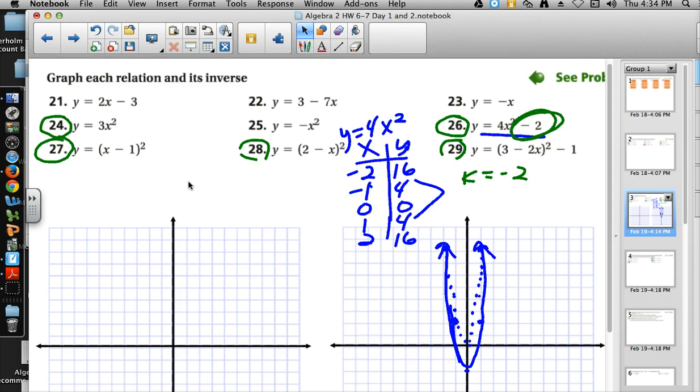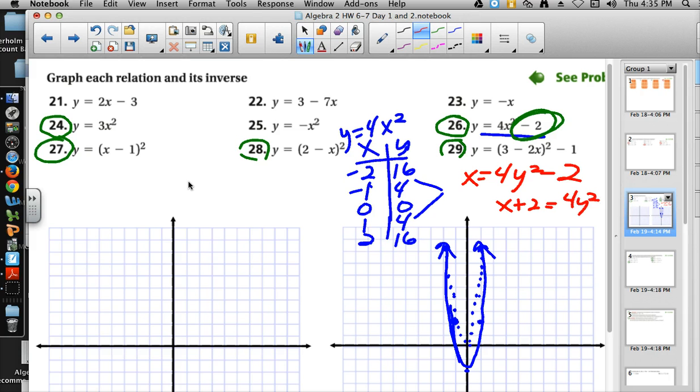All right, so there's my original. And again, what I need to do is find the inverse for that. So I switch the x and the y, and then I solve for y. I would add 2 to both sides, divide both sides by 4, and then I'd have to take the positive and negative square root. And I get that little monster in there.